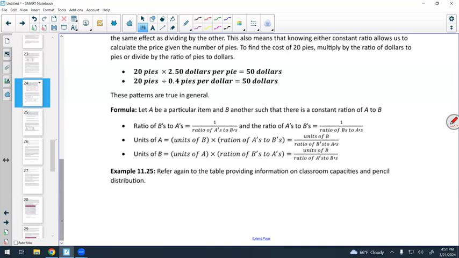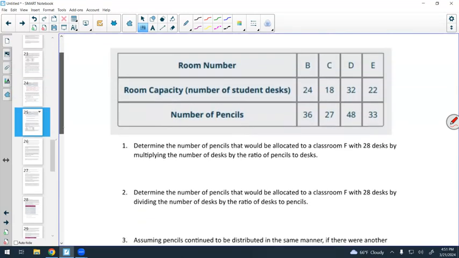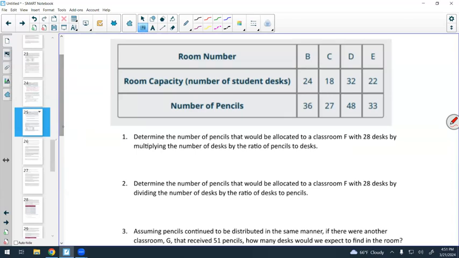So let's go back to our table, our classroom capacities, and see what we've got going on here. Determine the number of pencils that would be allocated to classroom F with 28 desks by multiplying the number of desks by the ratio of pencils to desks. Well, the ratio of pencils to desks was 3 to 2. So we have 28 times 3 over 2, which is 84 over 2, or 42 pencils.